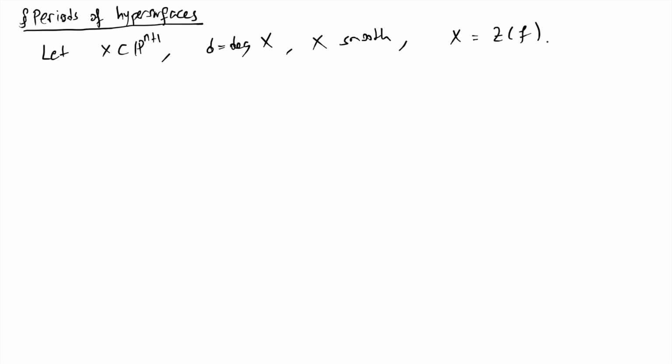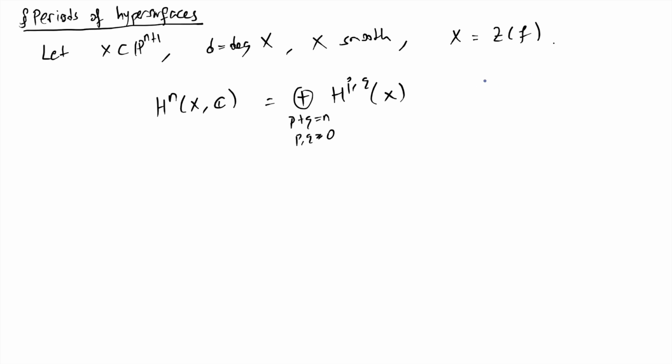So we begin by taking a smooth hypersurface again. T will be the degree of x, and x is cut out by a single polynomial f. Okay, so we talked about the Hodge decomposition of the cohomology. So I wrote this as a sum of spaces indexed by pq like this. And today we will learn a little bit more about this decomposition.